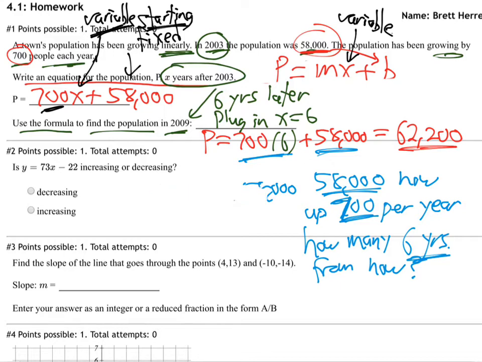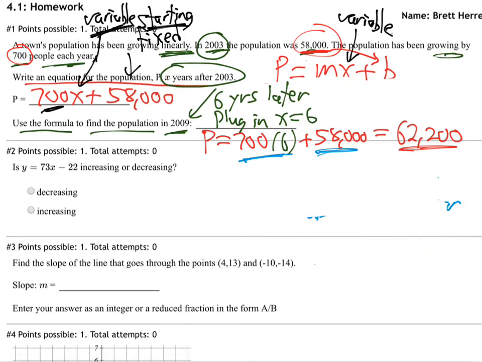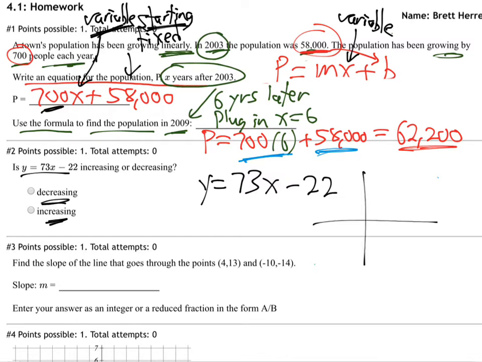All right, let's try the next one. Feel free to speak up if you want to talk more about it. How about number 2 there? It says, is y equals 73x minus 22 increasing or decreasing? If you graphed that, with the picture, with the graph, it's going to be a line, right? Because anytime you just have x to the first power, the graph is a straight line, no curvature to it. Would that be a line going up or going down?